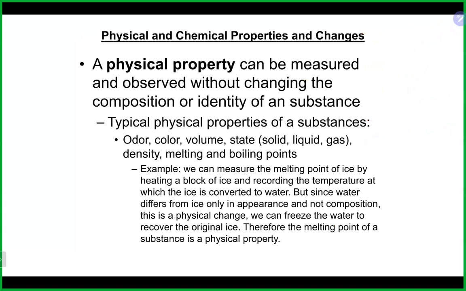So let's talk a little bit about physical properties and chemical properties and physical and chemical changes. A physical property is a property that can be measured without any change to the composition or identity of the substance. Typical physical properties: volume, state, is it solid, liquid, or gas? Density, melting, and boiling points as well. And melting and boiling points, for example, are affected by how strong the attractive forces are between, say, one molecule and itself.